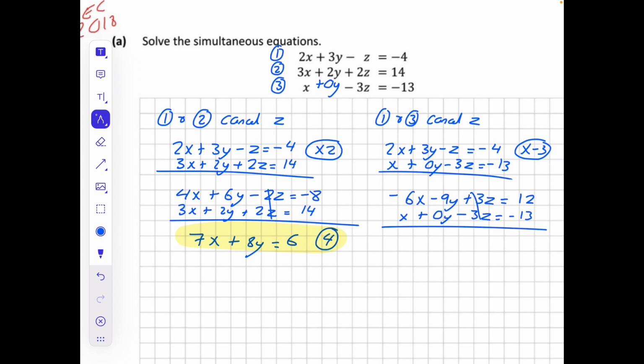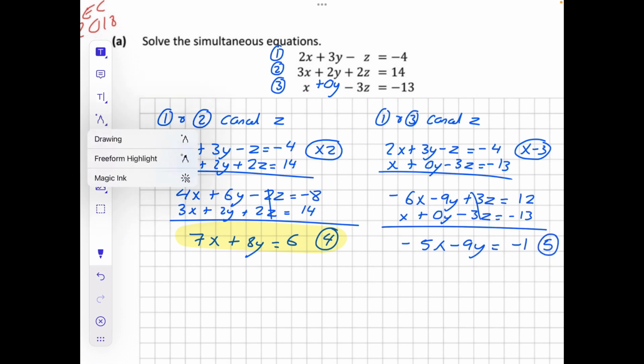Okay, the z's will cancel. So we have minus 6x plus x, which will give me minus 5x. Minus 9y plus 0y will give me minus 9y is equal to 12 minus 13, which will be minus 1. I'm going to call that equation 5. So that's step 1 and 2 done.